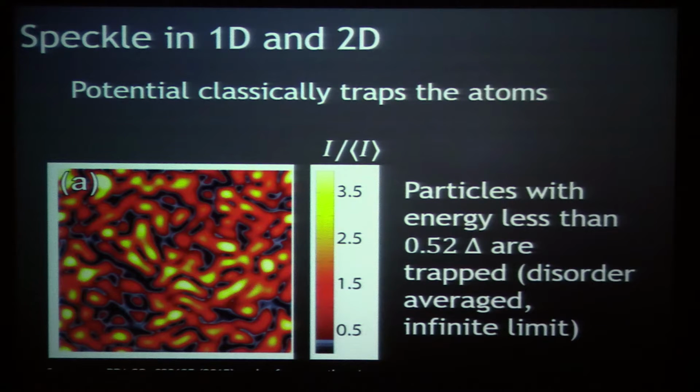Okay, so in 3D, this doesn't happen because the atoms can always wander away. There's no local minima. There's just saddle points in the intensity in 3D. And there are whole papers written on the saddle points in intensity in 3D speckle.